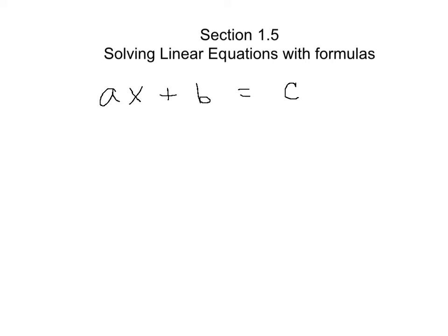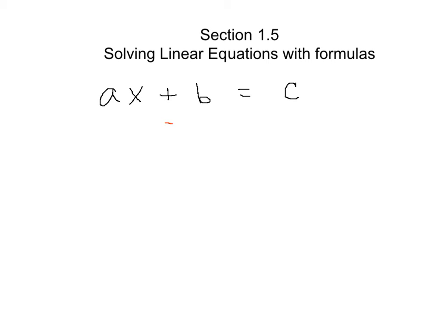So check this out. What we want to do is solve this equation for x, just as we always have. But notice there's no numbers. So b and c actually represent constants in this case. And so what I always want to do is get all the variables on one side, all the numbers on the other, and then multiply by the reciprocal of the coefficient in front of x. So let's do that.